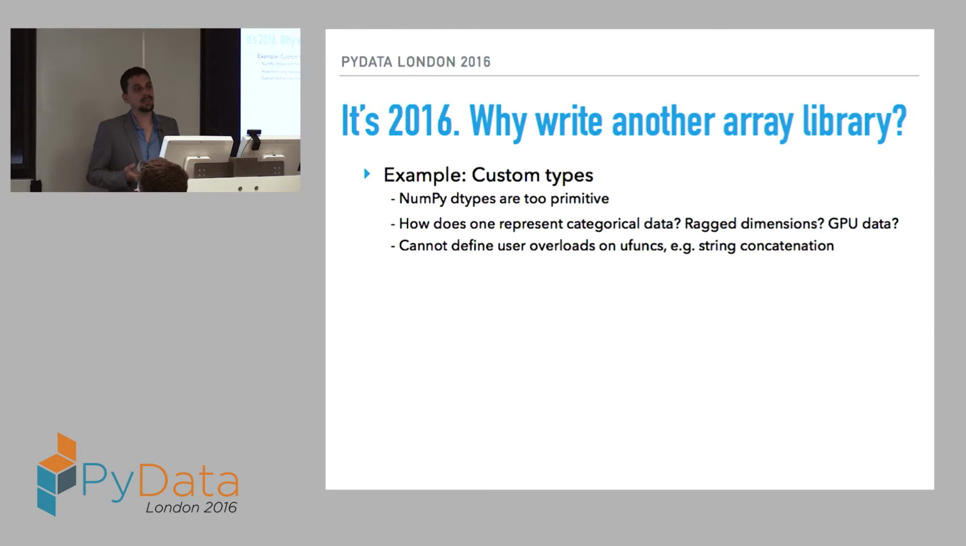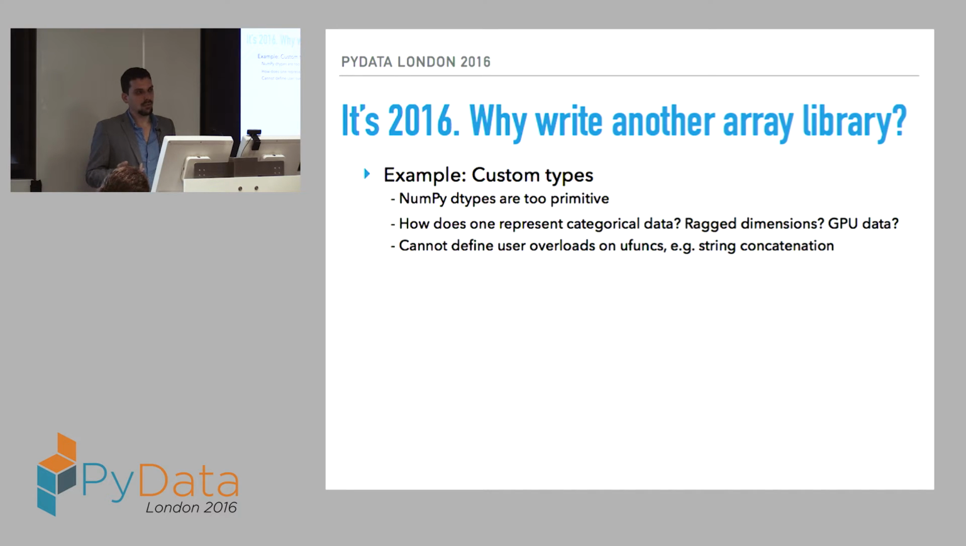Another example is custom types. The NumPy dtypes are too primitive, so they're good for representing extremely basic things like floats or integers. But how do you represent something like categorical data? Categoricals are just: you have a variable and it may take one of a preset number of values. Or what about something like a ragged array? In that case my dimensions may have different sizes. I may not be operating in some sort of square or cube. It might be jagged. Or GPU data. It would be nice to naturally be able to represent these things in NumPy without having to rewrite NumPy, because if you're a user, you just don't have that option.